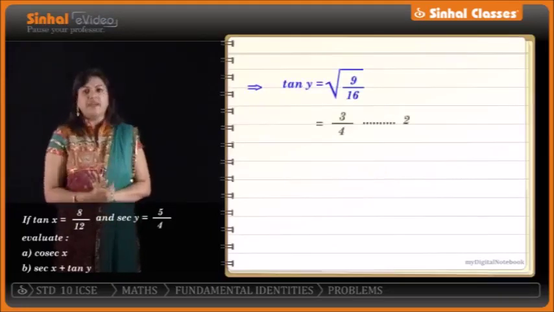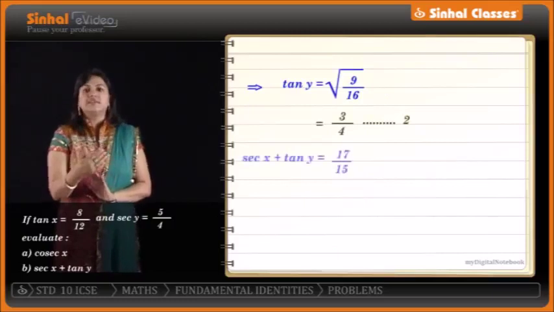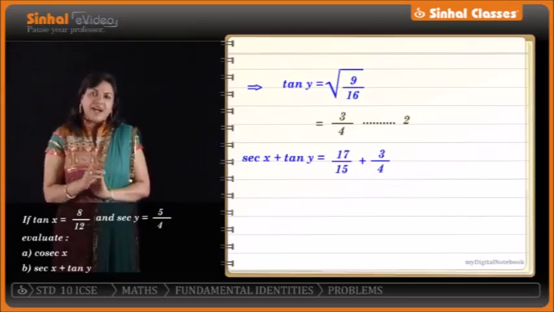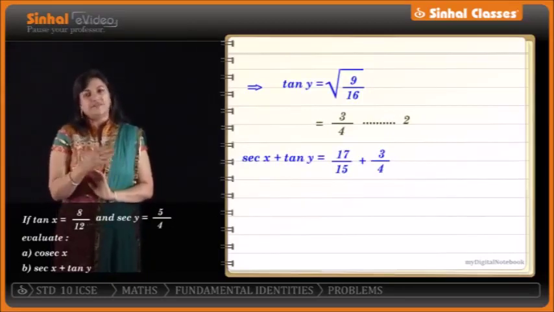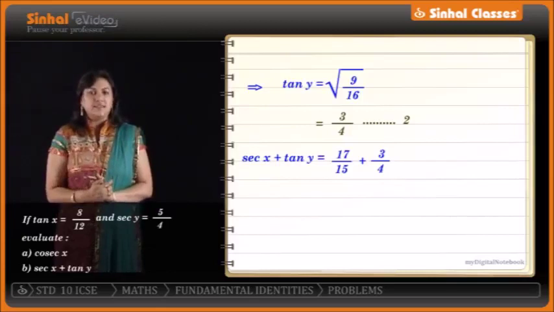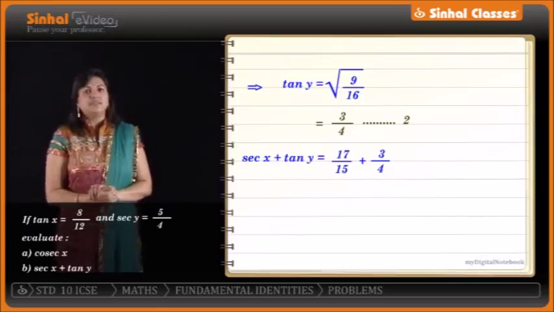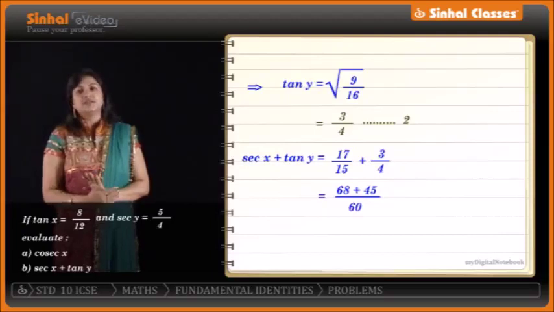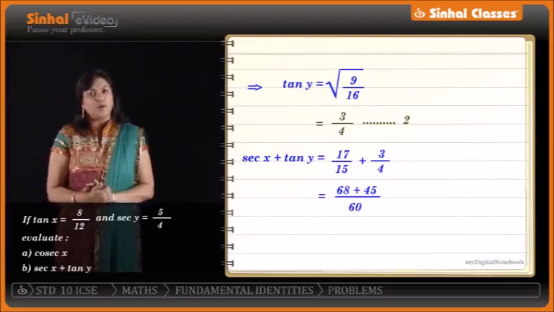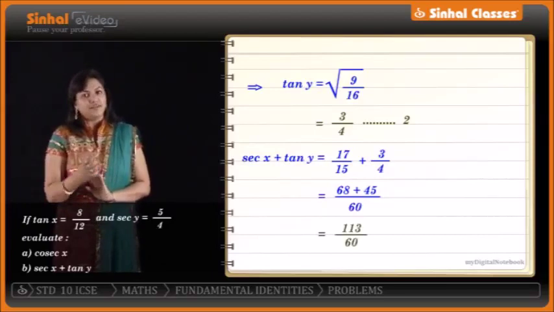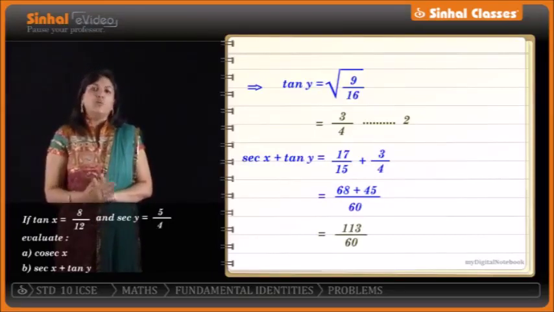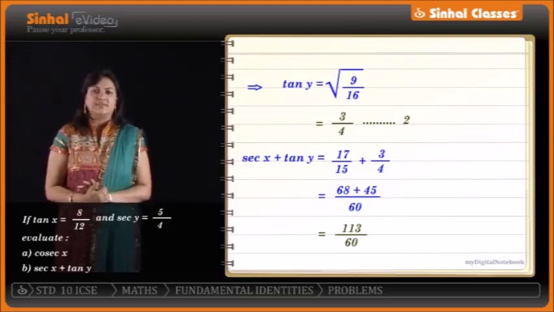Now we want to find sec x plus tan y, which will be 17 upon 15 plus 3 upon 4. Now we have to take the LCM. 15 and 4 would be 60. So we get (68 plus 45) upon 60, which is 113 upon 60. So we have found the value of sec x plus tan y as 113 upon 60.